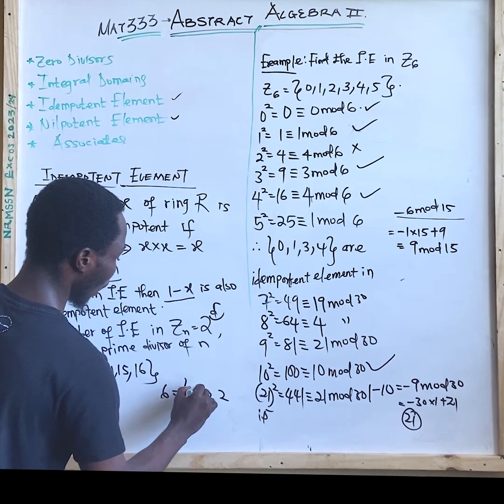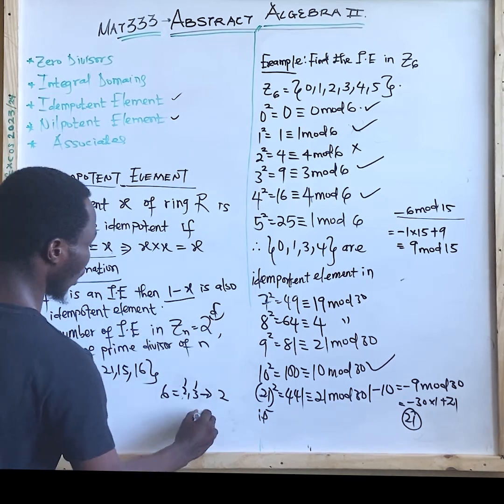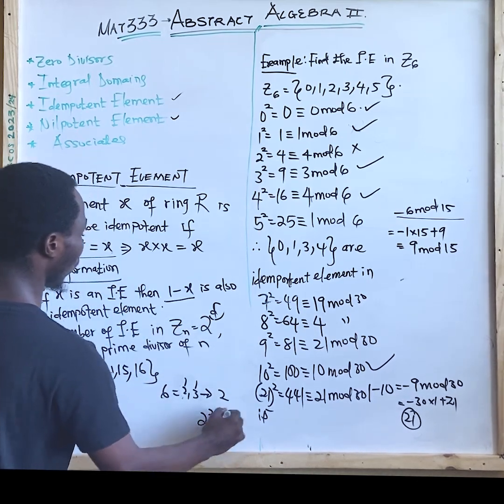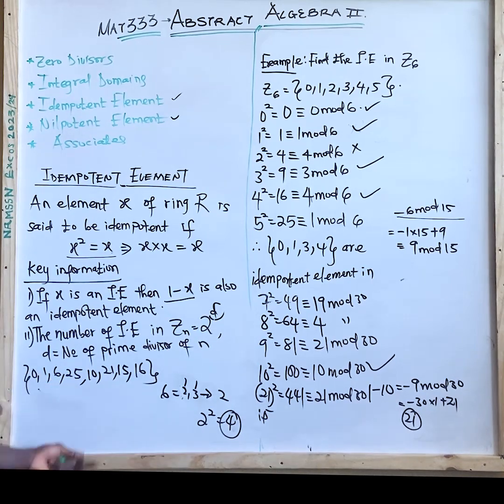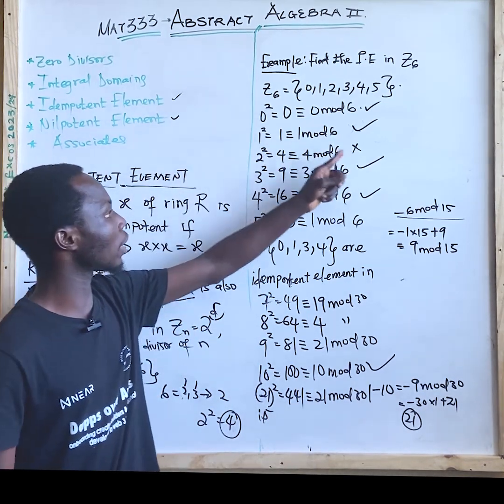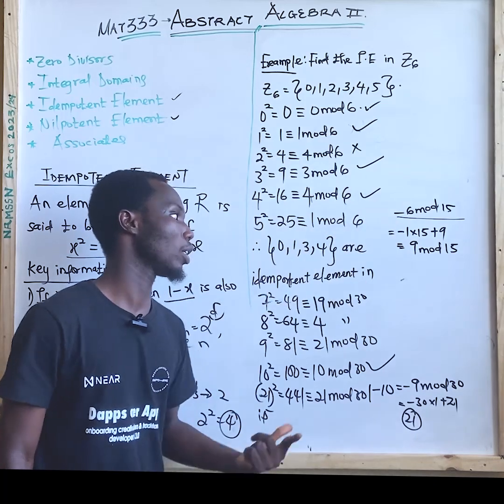This is 2. So when I place it here, that's 2 raised to power 2, and this gives me 4. So this 4 tells me that I'm going to have 4 prime divisors in Z6, and if you count it, we have 1, 2, 3, 4. So I know the number.